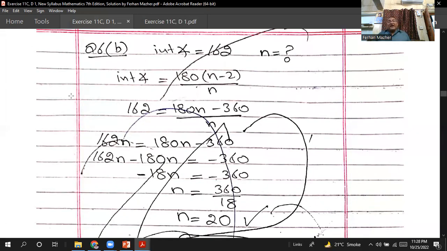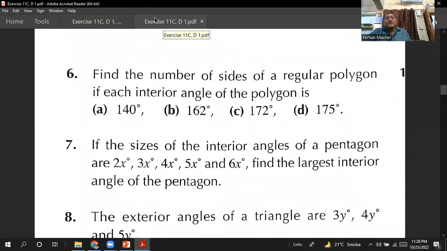So it cross multiplies, so 162n equals 180n minus 360. Bring the terms which have n in them on the same side. So we will have 162n minus 180n equals minus 360. So minus 18n equals minus 360. So n will be equal to 360 divided by 18. So n will be 20 sides, which means this polygon has 20 sides. So that was question number 6, B part.